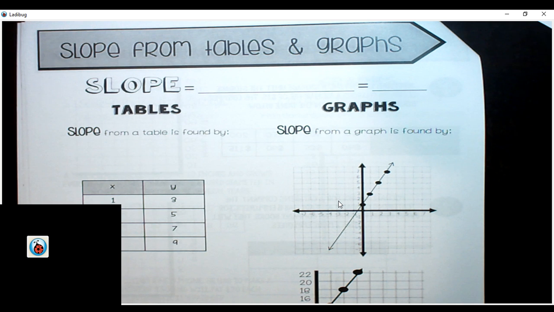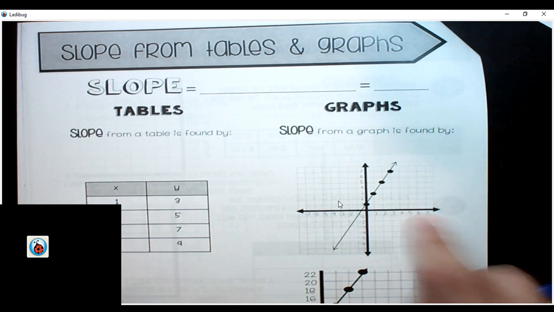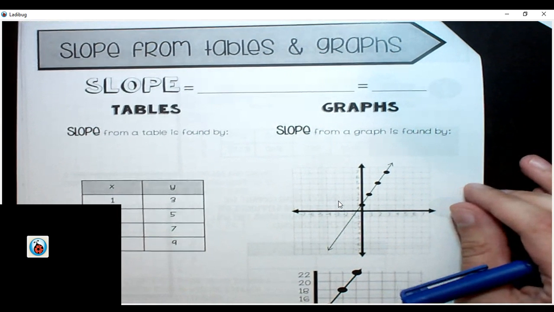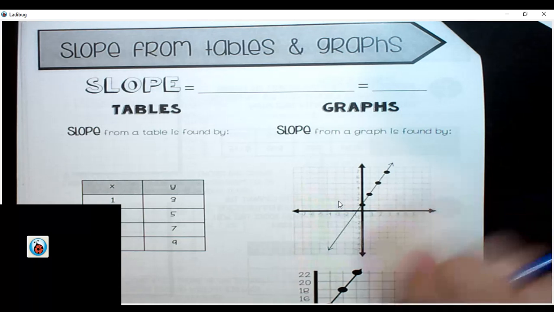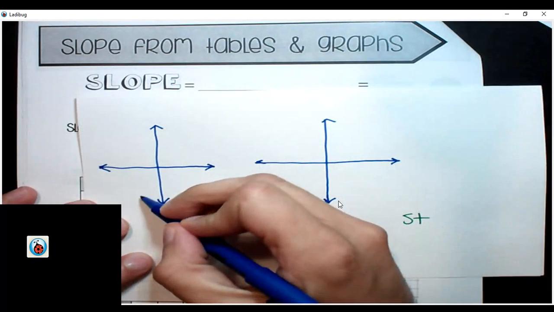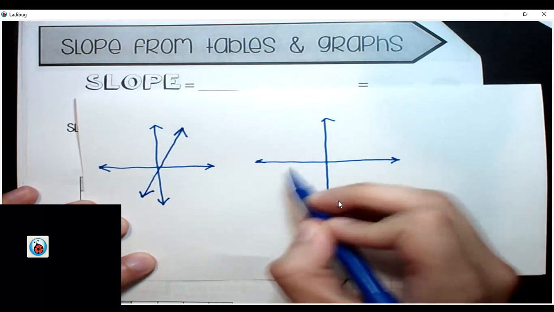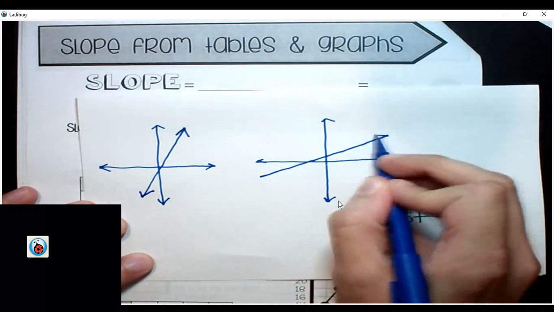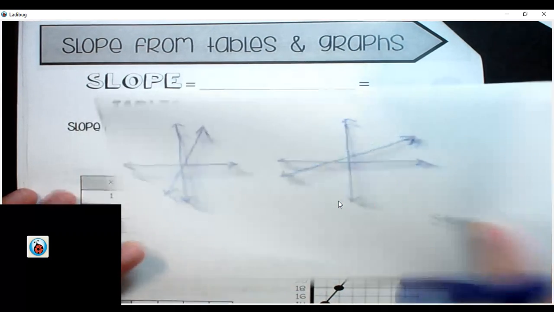So this lesson is going to be over slope, and more particularly identifying slope from tables and graphs, such as right here, a table and a graph. Slope is a measure of how steep a line is on a graph. Sometimes we'll have a very narrow slope, meaning that it's very steep, or sometimes we'll have a not so steep slope, and it'll be a more wider slope. So it's a measure of that actual line.